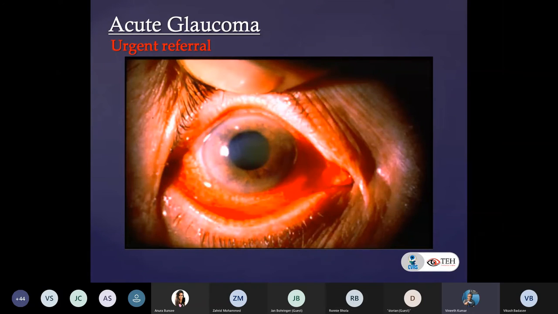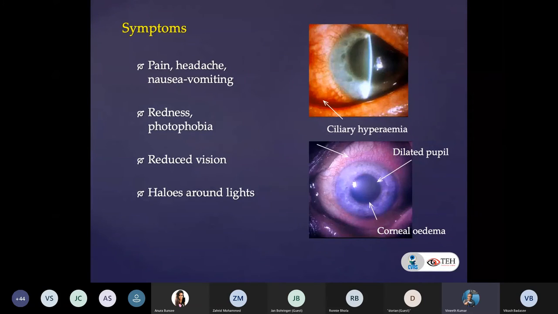This patient needs urgent treatment simply because they have presented to you with pain, headache, nausea, and vomiting. As I said, they have redness and they are photophobic as well, and we spoke about reduced vision and halos around lights. The interesting thing is these patients do very well if they're managed quickly, and do not forget the unaffected eye. It also needs treatment.